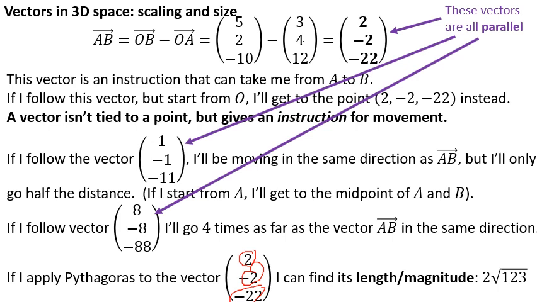All 3 of these vectors are going in the same direction, and that is the fundamental definition of parallel. Parallel means the direction is the same. So every single one of these vectors, if you drew them out, some of them will be longer than others, but they would all be pointing the same way.